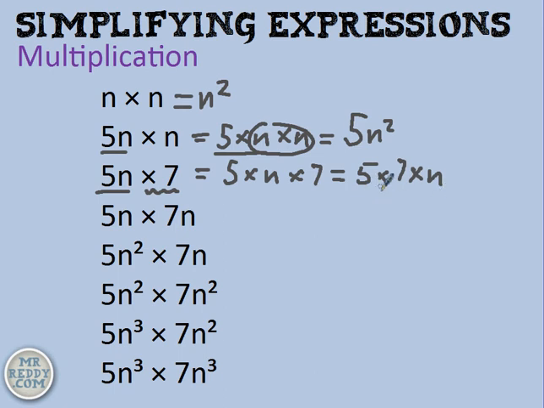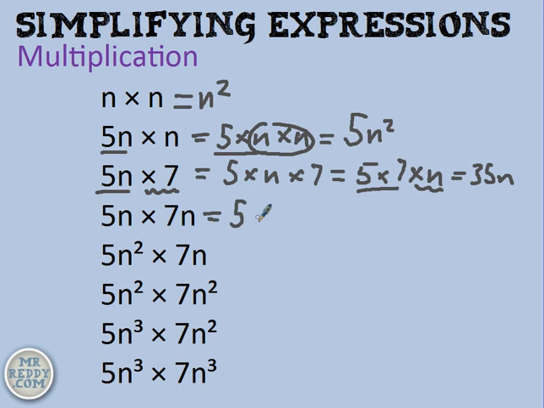Okay, so now that I've reordered them, and I hopefully will have had the chance to convince you that 5 times n times 7 is the same as 5 times 7 times n, we can simplify the 5 times 7 bit to 35, and then the times n bit to that 35n.